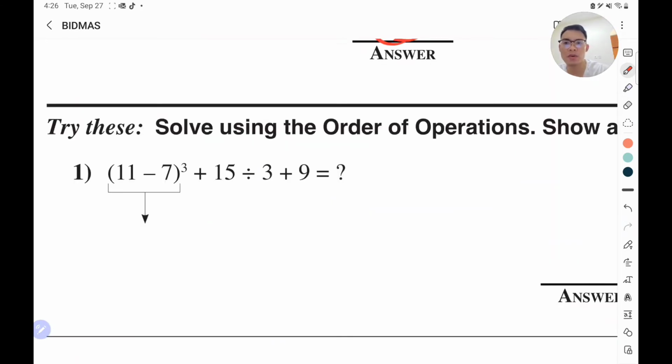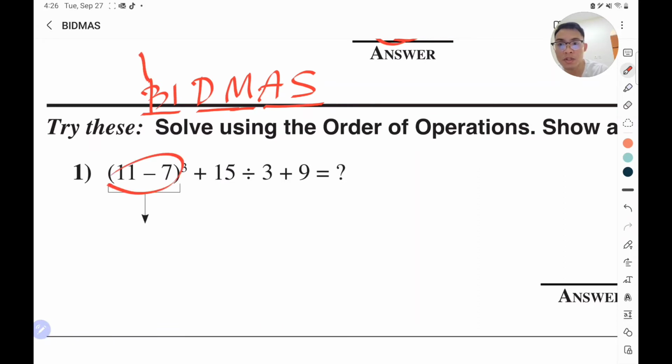Let's have another example. Let's try this one here. According to our rule, BIDMAS, which is bracket, index, division or multiplication, whatever comes first from left to right, and then addition and subtraction, whatever comes first from left to right. So let's do the bracket first, because there's a bracket here. We have 11 minus 7 is equal to 4, and then cubed plus 15, then bring down this, divided by 3, bring down 1 plus 9.